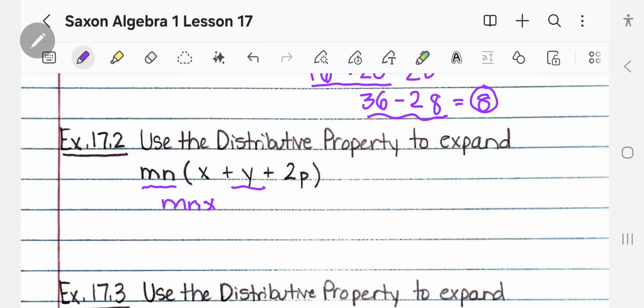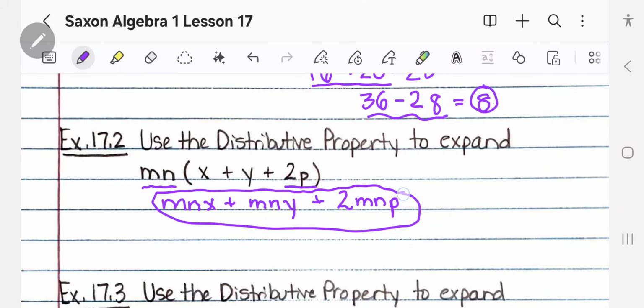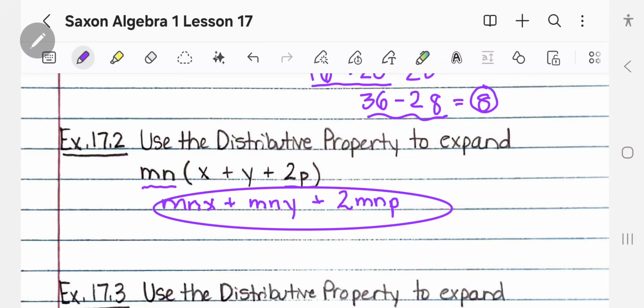Now I'm going to multiply it by y, and I'm going to bring down that plus sign. So that's going to be mny. Now I'm going to multiply it by the 2p, and bring down that plus sign. Remember, we normally put any numbers out in front. So we're going to move the 2 out front, and then we'll have mnp. Then we look to see, is there anything we can add? There's not. mnx's would have to only add with mnx's, and we don't have any more. So there are no like terms here, and we'll learn about that in a later lesson. But that is your answer. It's as far as you can go.